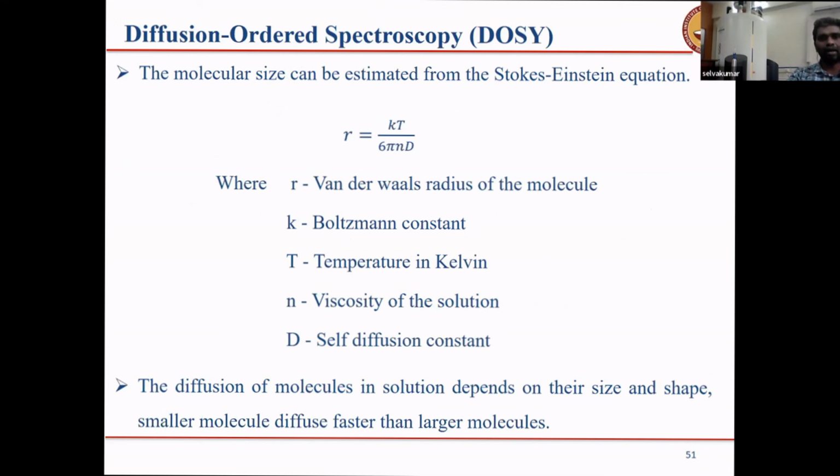Here, R is the van der Waals radius of the molecule, K is the Boltzmann constant, T is the temperature in Kelvin, eta is the viscosity of the solution, D is the self-diffusion constant. This self-diffusion constant we can find out through NMR. The diffusion of molecules in solution depends on their size and shape. Smaller molecules diffuse faster than larger molecules.